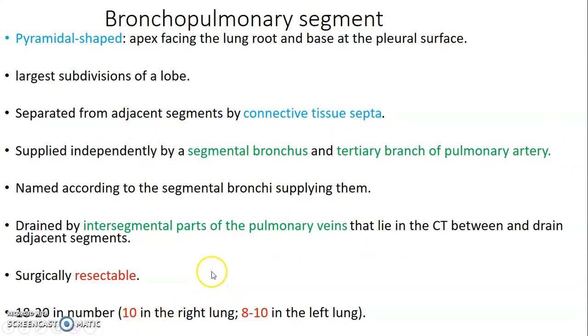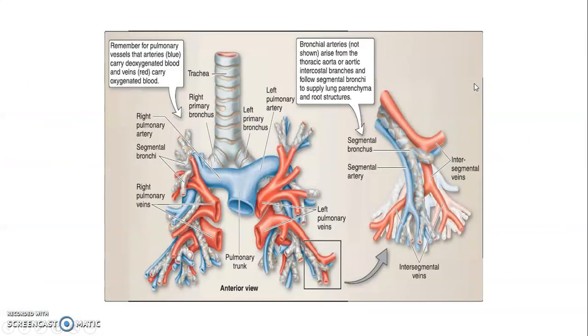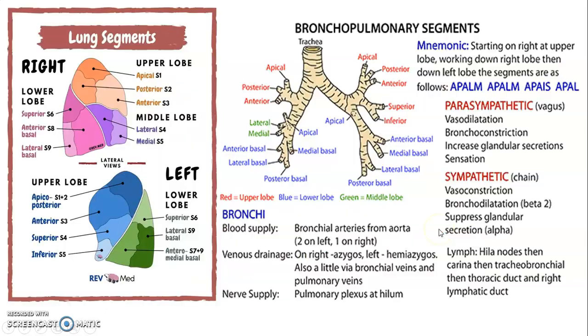How many bronchopulmonary segments do we have? 18 to 20 in number, whereby we have 10 on the right and approximately 8 to 10 on the left. So you can be told to write an essay on bronchopulmonary segments, and this is what you are supposed to describe. This just shows you the branching pattern, that a segmental bronchus with a segmental portion of the pulmonary artery and pulmonary veins supply a bronchopulmonary segment.